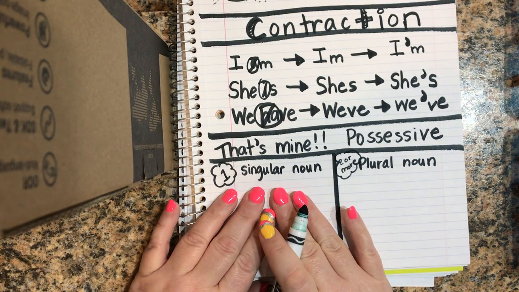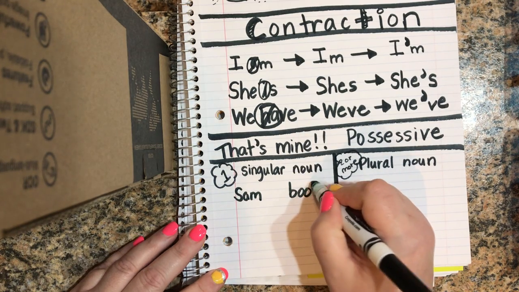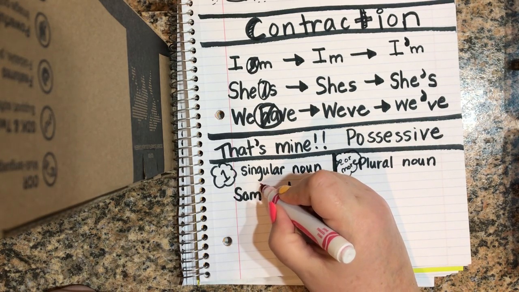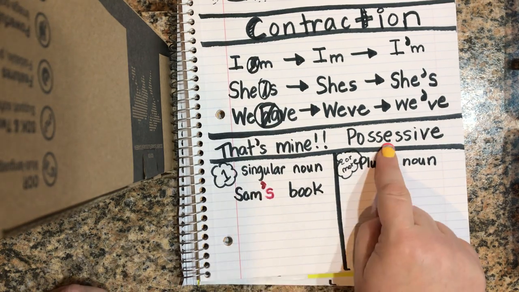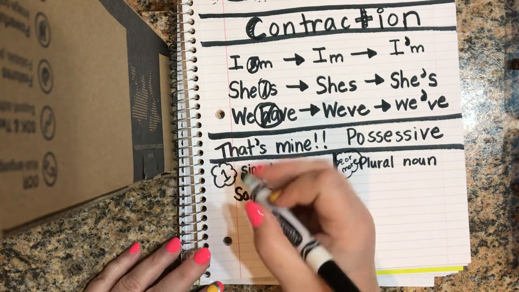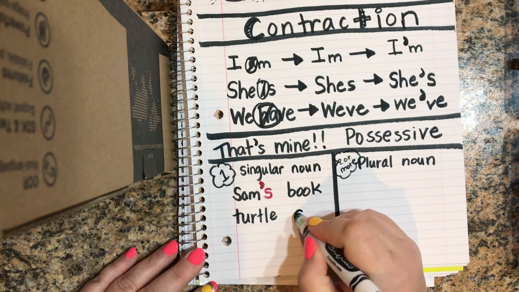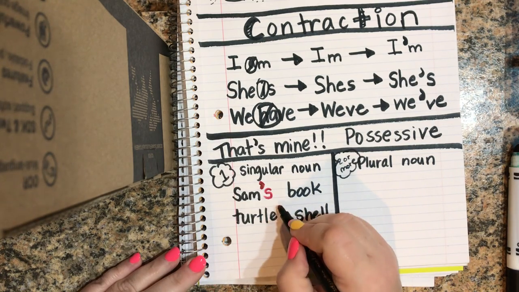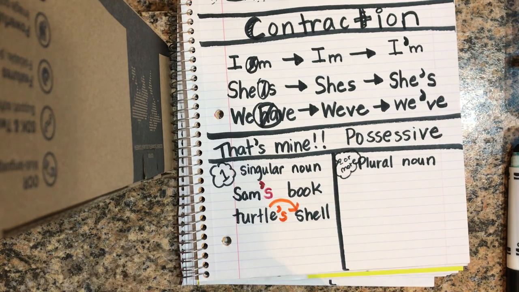So let's start with the easiest thing. Okay? If my friend Sam has a book, what we're going to do is we're going to add an apostrophe S to show that that book belongs to Sam. The apostrophe is showing possessive or ownership. How about that turtle? Let's say a turtle, one turtle, singular, one turtle has a shell. We're going to call that the turtle's shell. So we're going to add an apostrophe S to show that the turtle owns the shell. Okay?